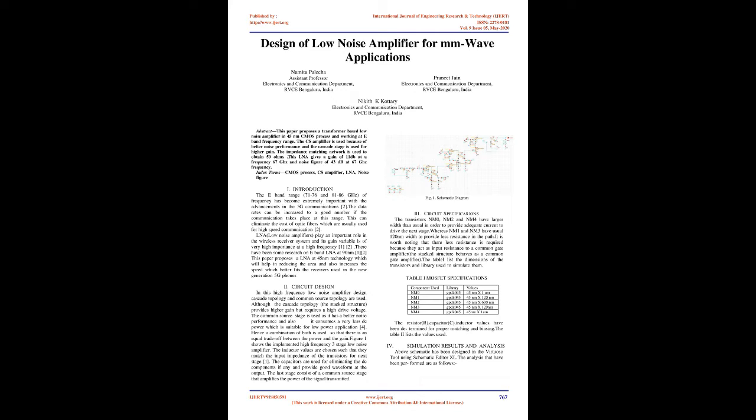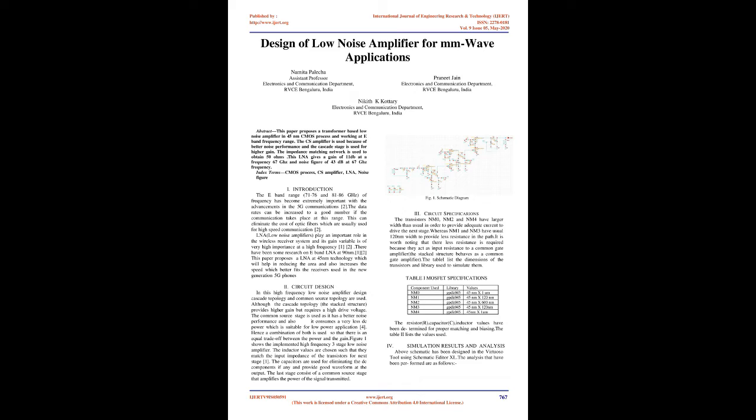This LNA gives a gain of 11 dB at a frequency of 67 GHz and a noise figure of 43 dB at 67 GHz frequency. Index terms: CMOS process, CS amplifier, LNA, noise figure.